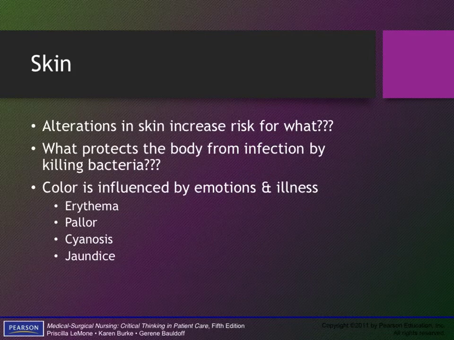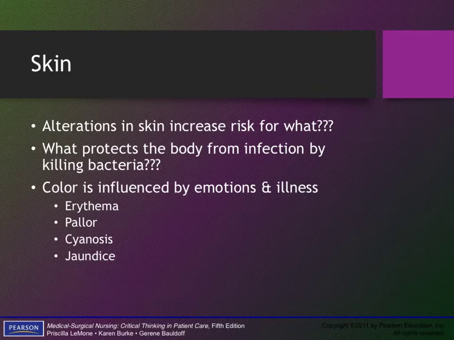When we talk about the skin, we talk about alterations in the skin as an increased risk for what? Fluid and electrolyte imbalances, temperature, infection, wound healing, and self-concept. What protects the body from infection by killing bacteria? That's the sebum. Color is influenced by emotions and illness.